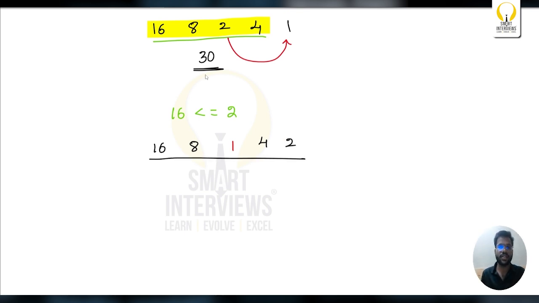After the first iteration, can you somehow bring 16 to the last step? That means, can you swap 16 with 2 now? We cannot swap. But can you swap this 4 with 2 now? Yes, we can swap because 4 is less than or equal to 2 into 2. So we can swap this. Now, after swapping, your array would look like this: 16, 8, 1, 2, and 4.